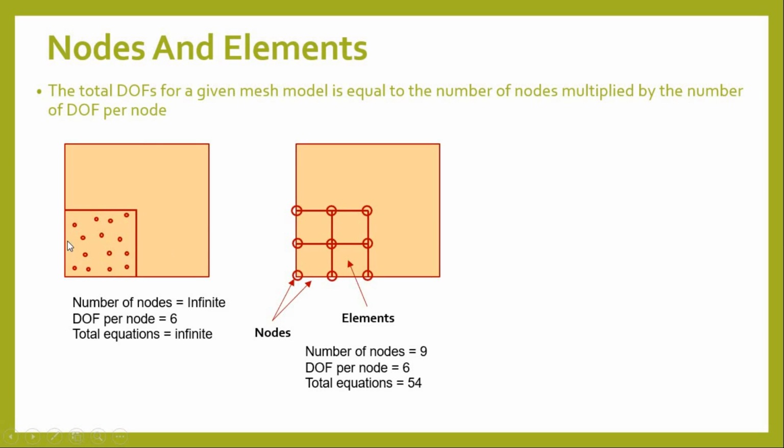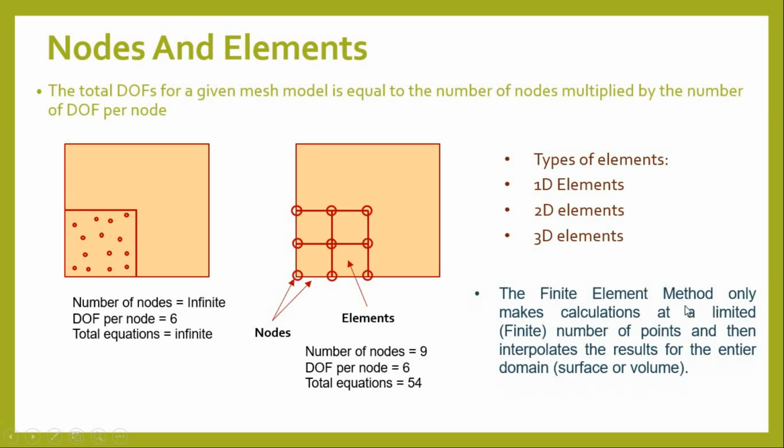When we make it from infinite to finite by using, 1, 2, 3, 4, 4 elements, which has the number of nodes 9 and 6 degrees of freedom per node, the total equations will be 9 into 6, which is equal to 54. So what we did is we went from infinite to finite, so we got some equations. There are 3 types of elements: 1D elements, 2D elements and 3D elements.